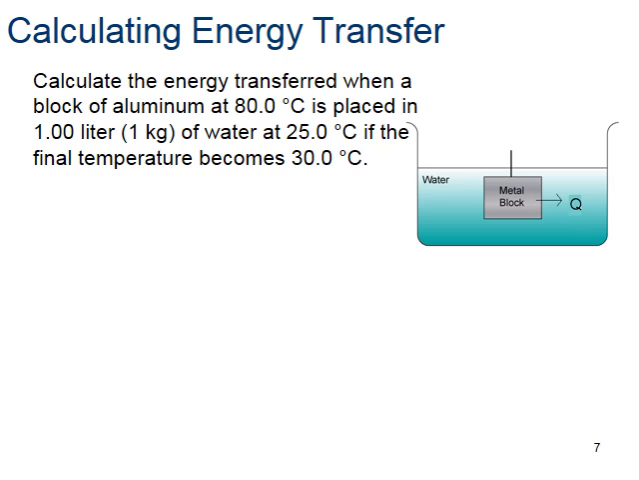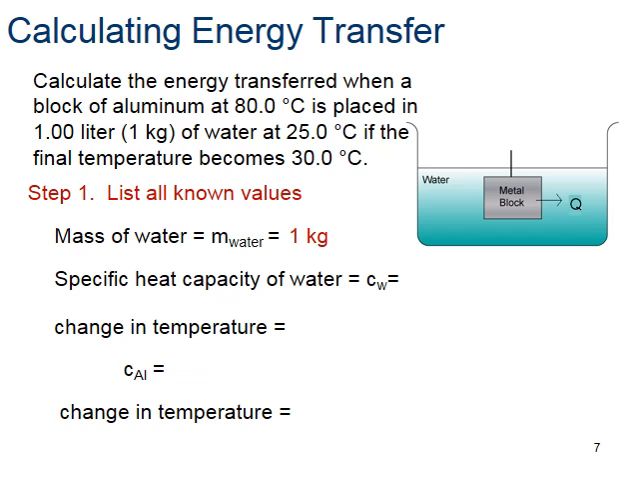In other words, both the metal block and the water come to a final temperature of 30 degrees Celsius. The other thing that's important to know here is that 1 liter of water is equal to 1 kilogram of water. So our first step is to list all of our known values. We know the mass of water, 1 kilogram. We can look up the specific heat of water. That's something that I would give you or the problem would give you. In this case, it's 4184. The units are joules per kilogram degrees Celsius.